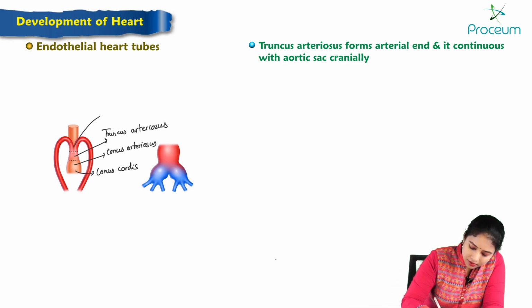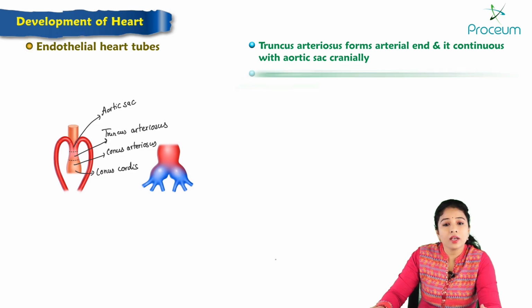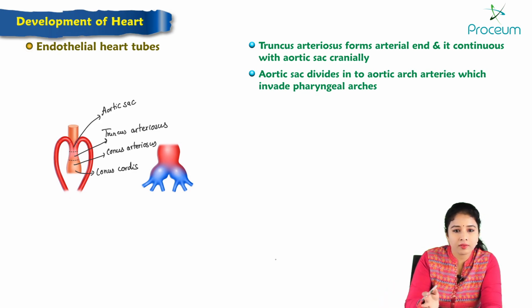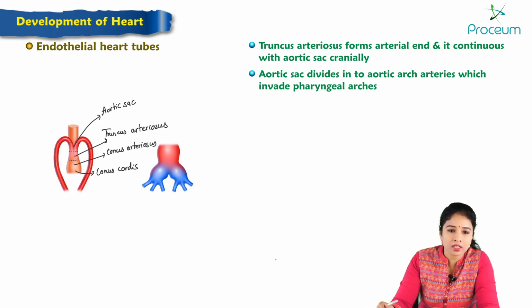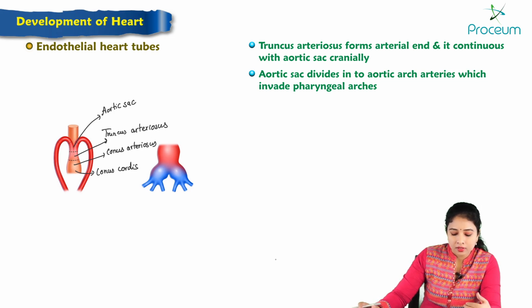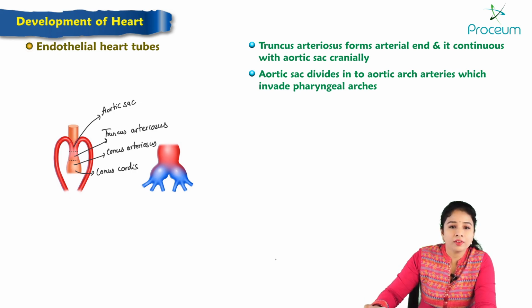This is the aortic sac. We can see it dividing into the aortic arch arteries. Further, it divides on each side as the aortic arch arteries, which invade into the pharyngeal arches. So that was about the arterial end. Next we shall see the venous end.